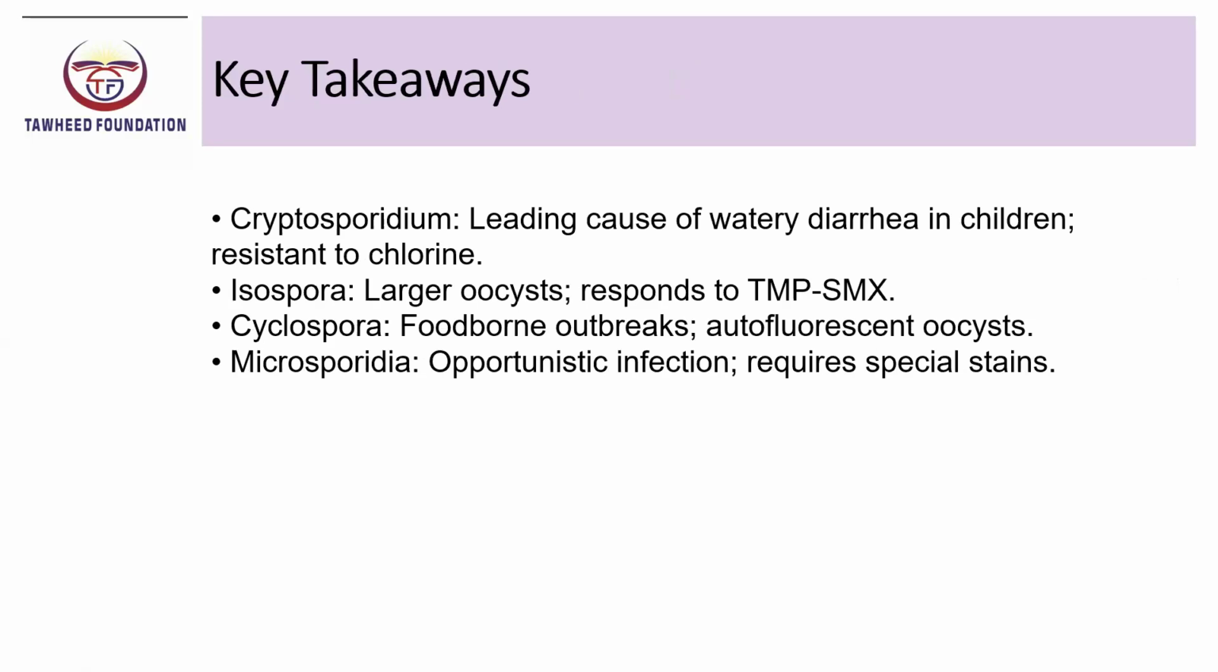Okay, so in today's class, we studied these spores. Cryptosporidium causes watery diarrhea in children and is resistant to chlorine. Isospora has larger oocysts, which respond to TMP and SMX. Cyclospora is caused by foodborne outbreaks, with autofluorescent oocysts. Microsporidia is an opportunistic infection.